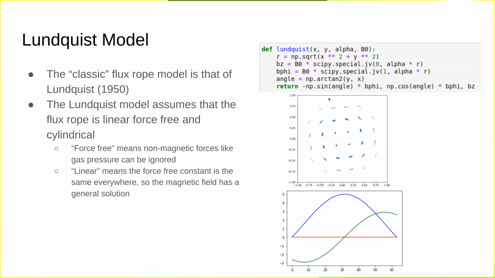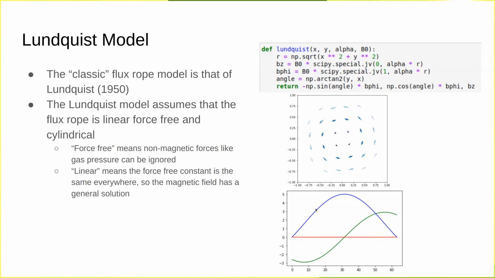So the classical model of a flux rope is the Lundquist model. I put code for the Lundquist model in PyMFR in one of the demos. It's just this simple twisted magnetic field. This is the magnetic field looking from a cross section in 2D. And here's what it looks like if a spacecraft goes through it.